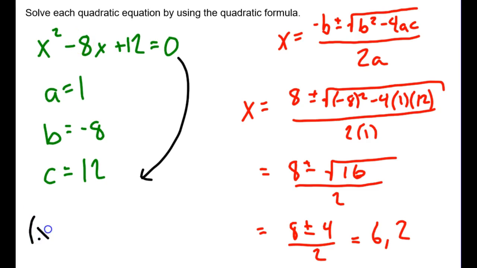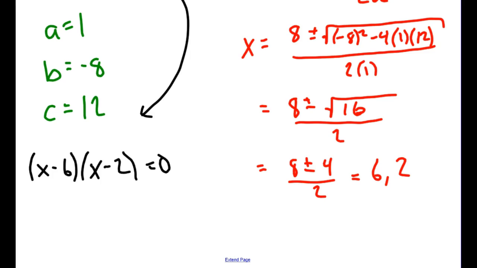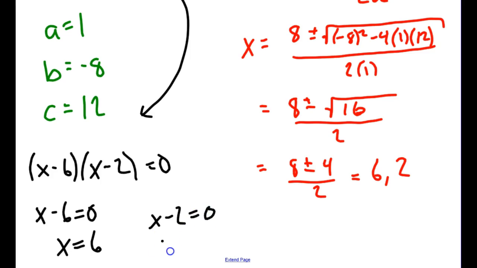So we could have factored this into x minus 6 times x minus 2 and set that equal to 0. Once we have it in factored form, we can use the zero product property, set each of those factors equal to 0. So x minus 6 equals 0. If we solve that, we get x equals 6. If we set x minus 2 equal to 0, we get x equals 2.